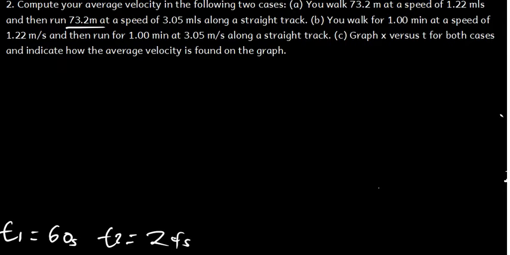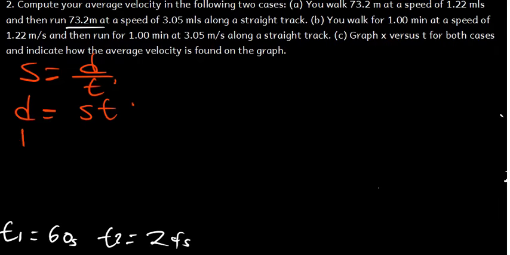Now in this case we want to find the average velocity, but we don't have the displacement, so we need to find the distance. So speed is equal to distance over time. We want to find the distance. We're going to say distance is equal to speed times time. So the first scenario is going to be the speed. Since they are saying you walk 1 minute, the speed in that case is 1.22 times the time, which is 1 minute. So 1 times 60 is going to give us 60.